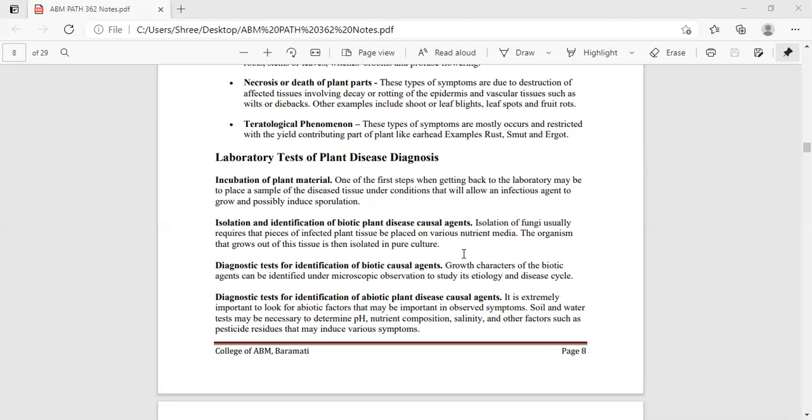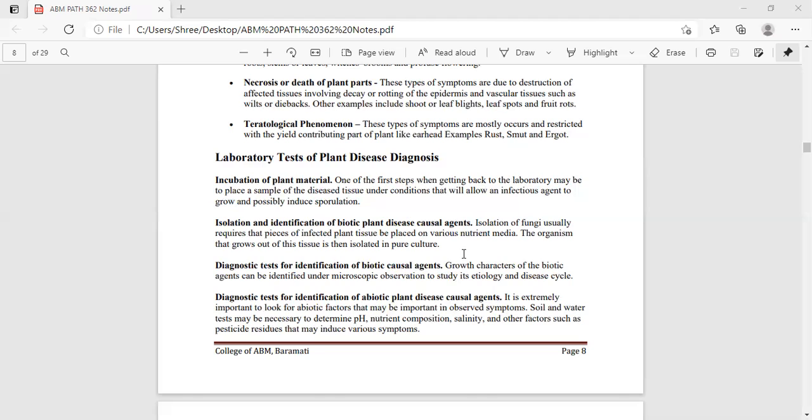The diagnostic test for identification of biotic causal agent. So basically, growth characters of the biotic agent can be identified under microscopic observation to study its etiology and disease cycle. After growth of the isolates in the pure culture or in the media, you can take that particular organism under microscopic observation. For identification you have to know about the general characters of that particular pathogen, whether it is Fusarium, whether it is Rhizoctonia, in case of bacteria whether it is Xanthomonas, Pseudomonas.